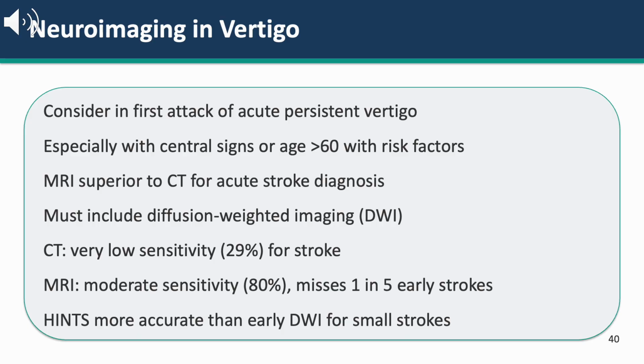In a systematic review, non-contrast CT had very low sensitivity of 29%, and MRI had only moderate sensitivity of 80%, missing approximately 1 in 5 patients with stroke if imaging was obtained early after symptom onset. Importantly, a constellation of clinical tests, including HINTS, is more accurate than MRI with diffusion-weighted imaging in identifying small strokes causing an isolated acute vestibular syndrome, especially as MRI with DWI is falsely negative in half of such patients up to 48 hours after onset.